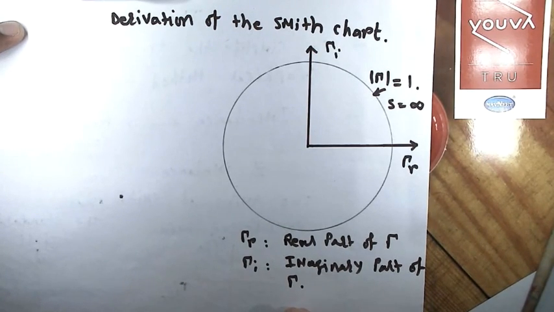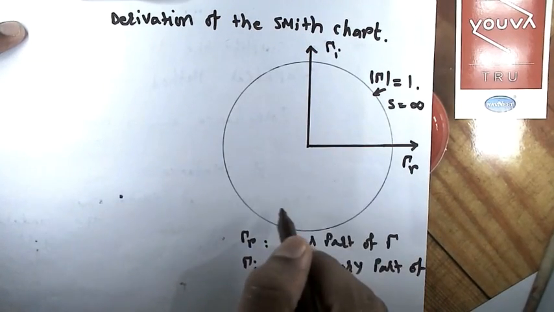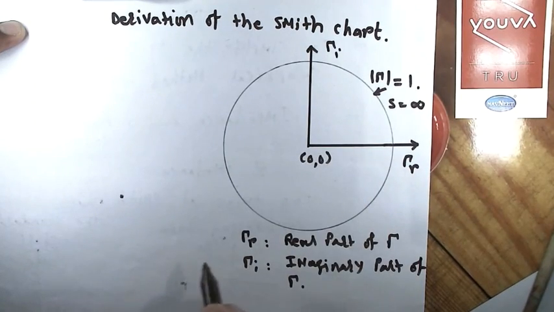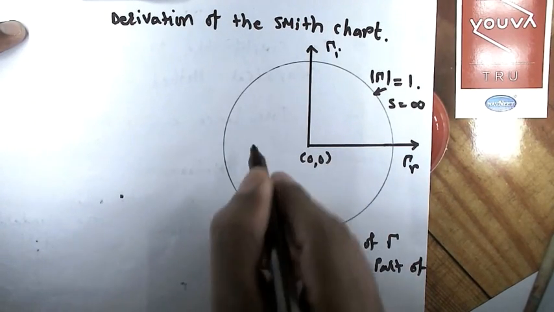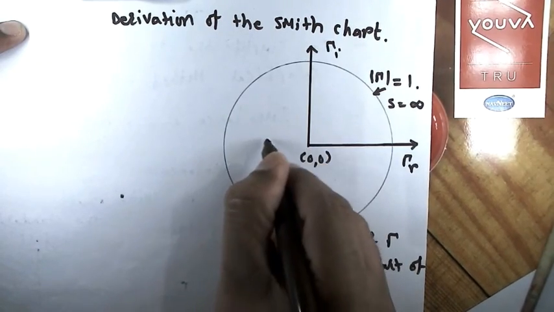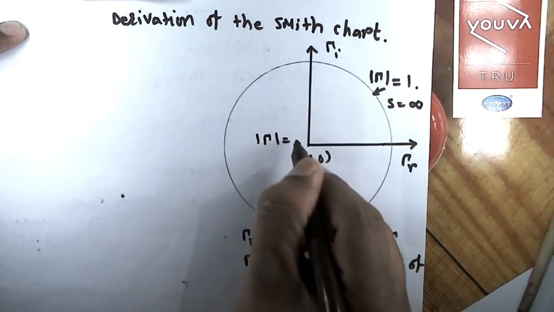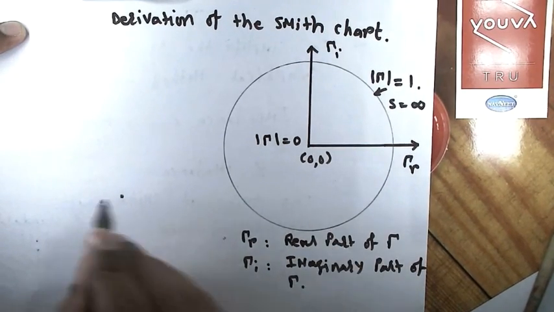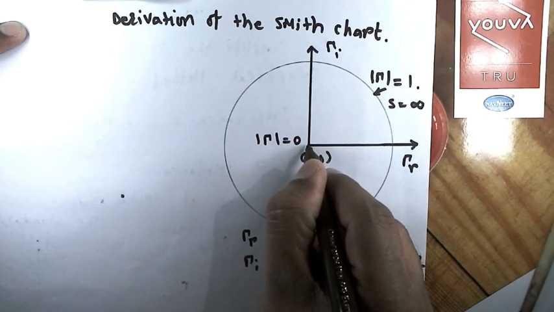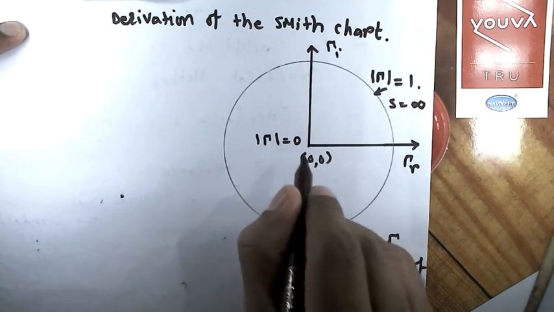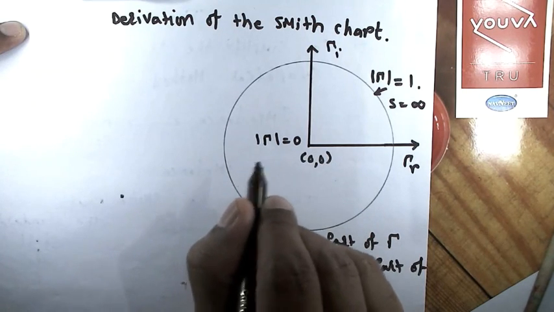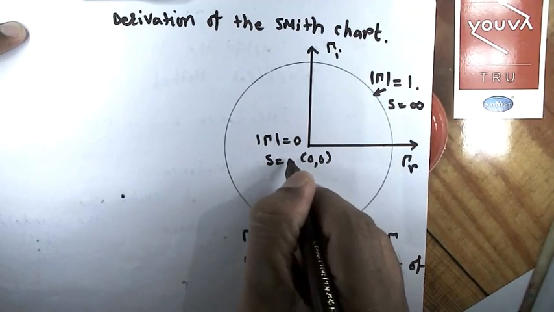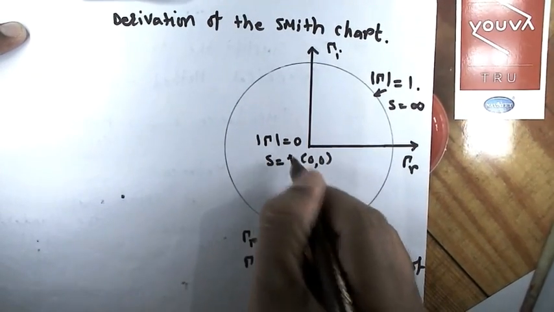Now let me define another point, the center. The center point is nothing but (0, 0), and this point expresses the point at which the reflection coefficient magnitude becomes 0. It means that in a transmission line, this point can be considered as maximum transmission, meaning there is no reflection. So the standing wave ratio is s equal to 1 for this point.